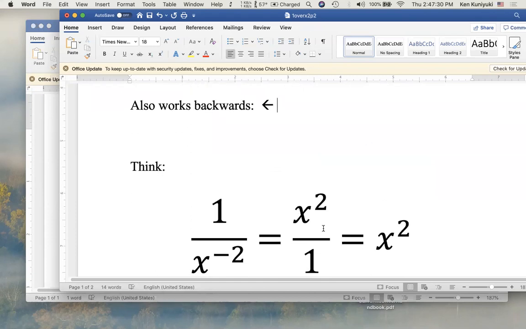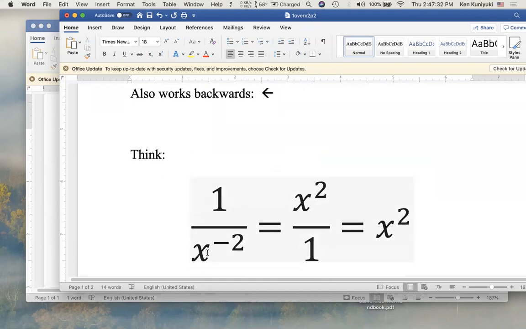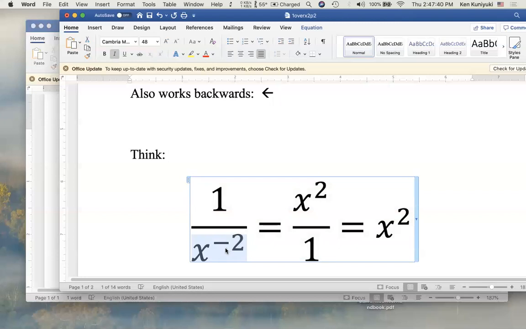All right, how about this? 1 over x to the negative 2. We have a part, a factor of the bottom. In fact, that is the entire denominator. This factor of the bottom can flip over as a factor on the top by changing the sign in the exponent. So x to the negative 2 down here becomes x to the positive 2 up here.